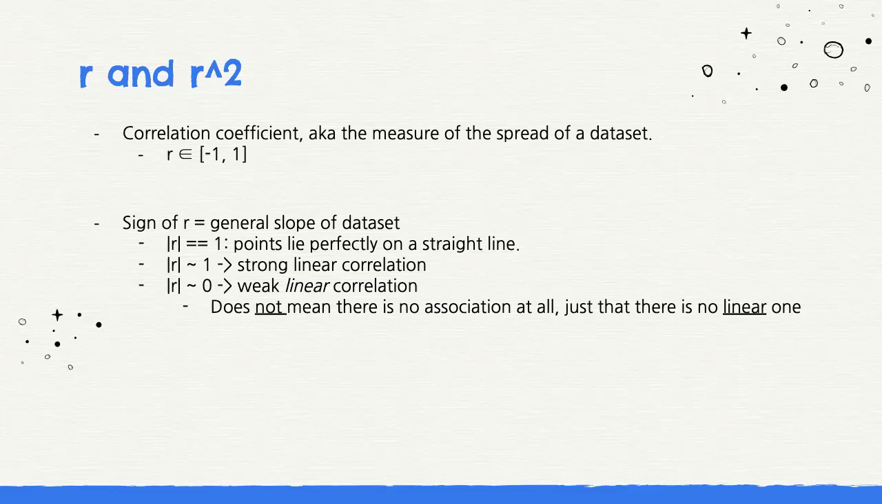An important thing to remember about R and R squared is that these only measure the strength of a linear relationship. You could have a really beautiful parabola and R will be really close to 0 because it's not a line. So always plot your data and make sure you know what it looks like, because just because R is 0 doesn't mean there's no association. It just means there's no linear association.